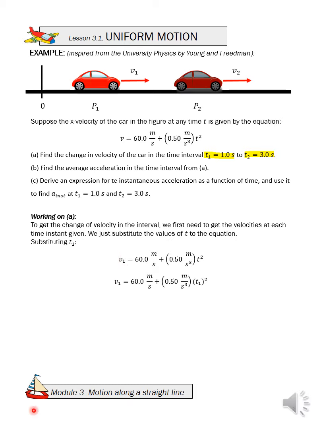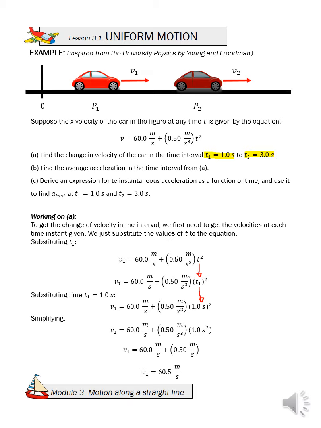Now we substitute time to be t1, right? So v1 is this expression, and then we substitute t for t1. What is t1? T1 is 1 second, so we just substitute it here. Okay, so that's how it looks. Now we just simplify and solve. That gives us v1 equal to 60.5 meters per second. You can also do it on your calculators to check.